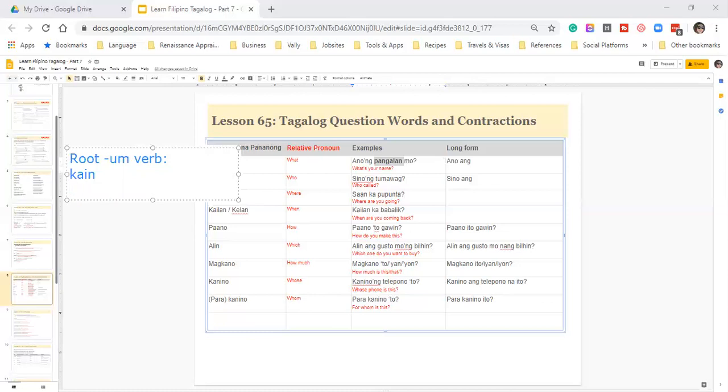And pasok. And what else? Tulog. Okay. Oh well, this is a ma verb. I'm gonna give you the infinitive.